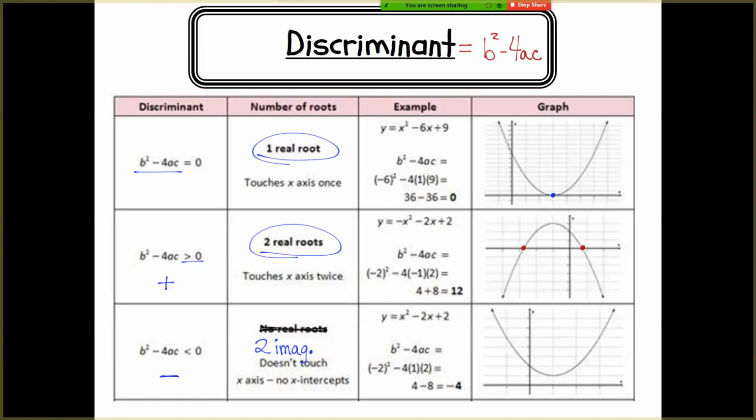So on your homework assignment today, you're going to have some problems where I say, find the value of the discriminant. So you're going to find b squared minus 4ac. And then you're going to have to tell me, based off of that number, how many and the type of roots that you are given. So if I got a discriminant with a value of 0, I would write one real root. If I got a value that was positive, I would write two real roots or two real solutions. If I got a value for my discriminant that was negative, I would say two imaginary.